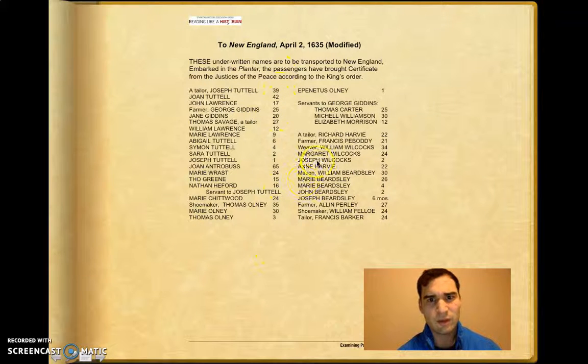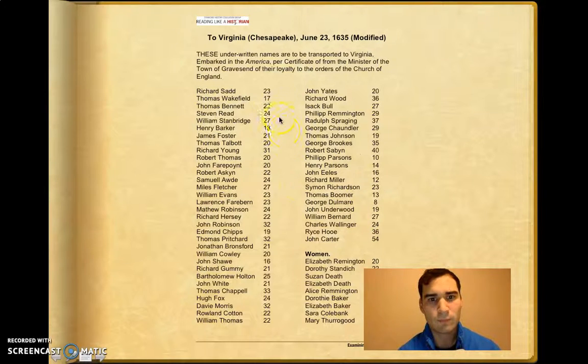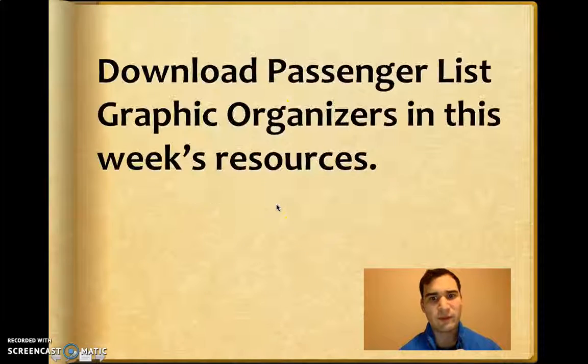Look at this one. If you have a servant, you might be wealthy. Servant to Joseph Tuttle. Well, Joseph Tuttle is 1 year old. He might be named after this man who's 39 years old. But if you have servants and a huge number of people coming with you, you probably have more money. That sort of information is very important.